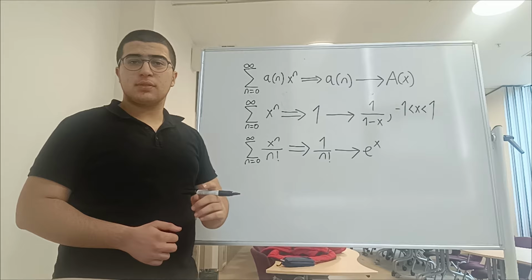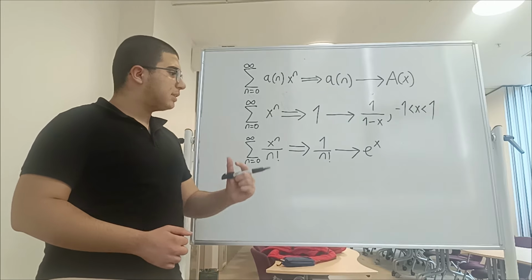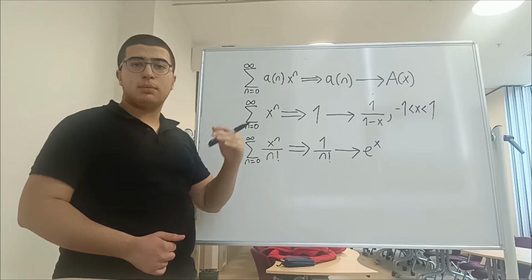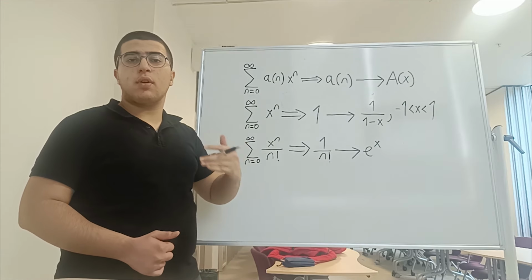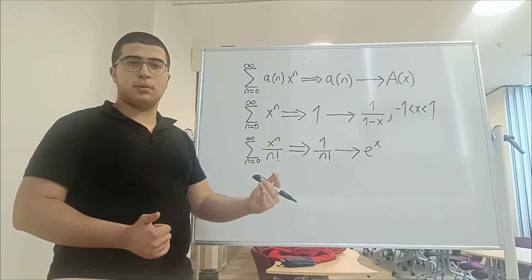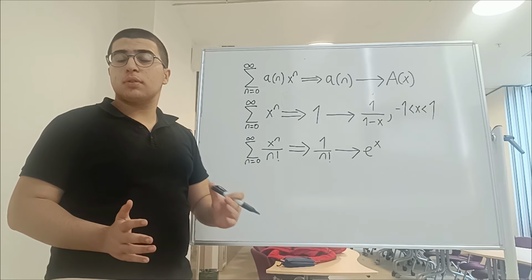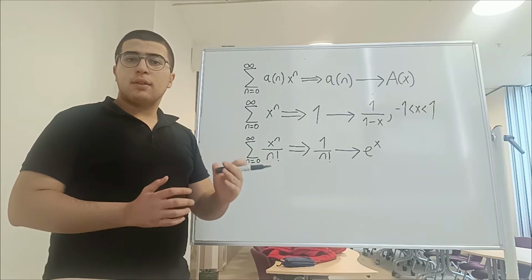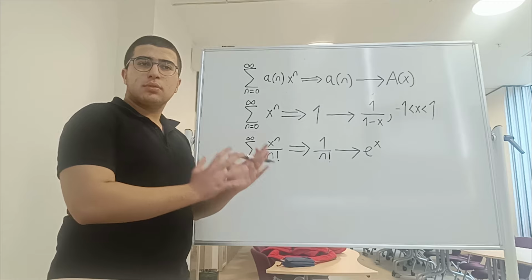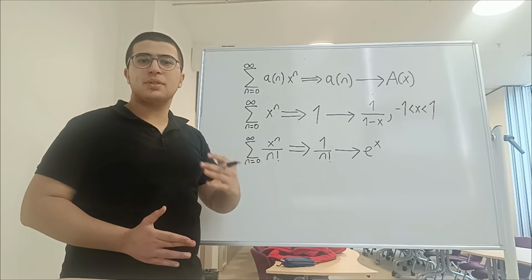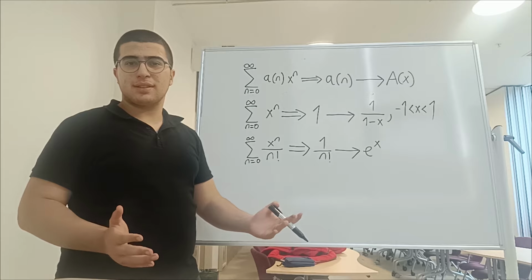But in Laplace transform, the function we give is not a discrete function like a of n. A of n is discrete and can be 0, 1, 2, 3, 4, 5. It can be natural numbers. But in Laplace transform, it can be all real numbers. So it's going to be a continuous function. And we're going to look at what happens to this continuous function when we sum it all up. And summing up continuous values is integrating.